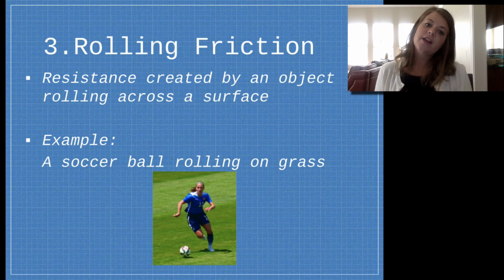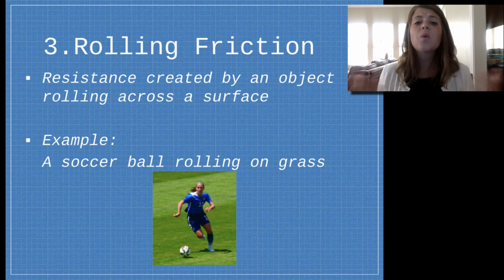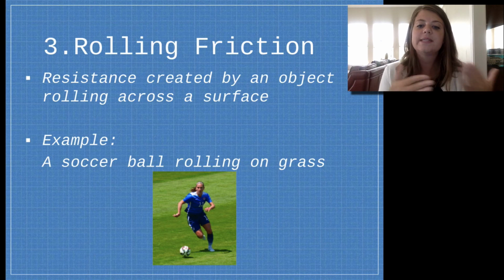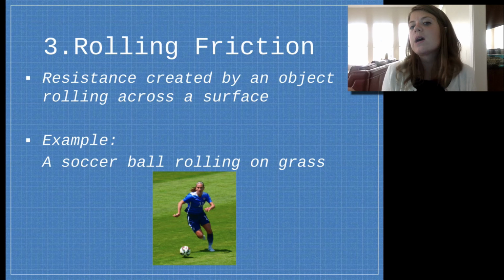Next up, just like in our example, we've got rolling friction. Again, just like its name suggests, rolling friction is that resistance that's created by an object rolling across a surface. An example would be a soccer ball rolling on the grass, right? Eventually that ball is going to slow down or stop due to that friction.